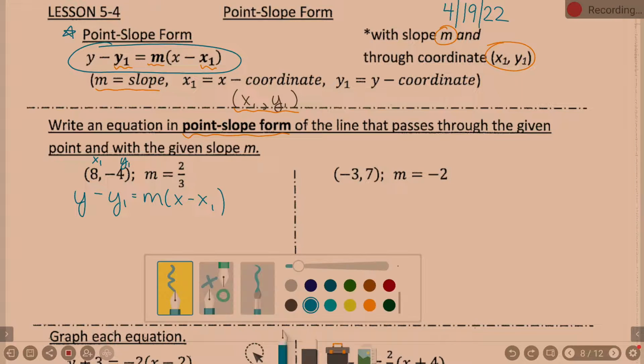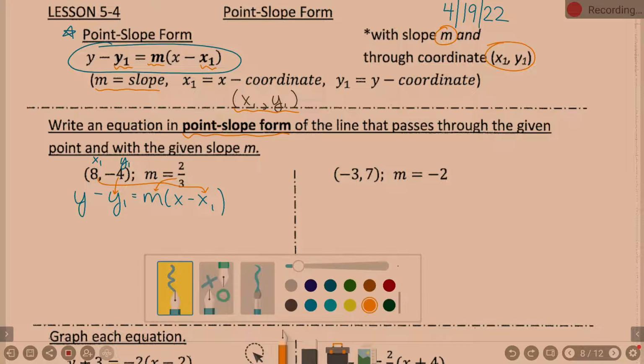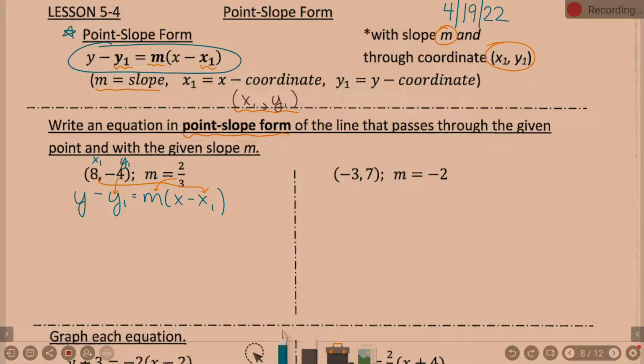Okay? So, can you figure this all out? M equals 2/3. Where am I going to put that? Right there for m. X1 is 8. Where am I going to put that? The y? No. It's an x. X1 is 8. I'm going to put it in for x1. The y value is negative 4. I'm going to put it in for y1. All you have to do is rewrite the equation with those numbers in there. You leave the x and y as they are. Everything else gets filled in.